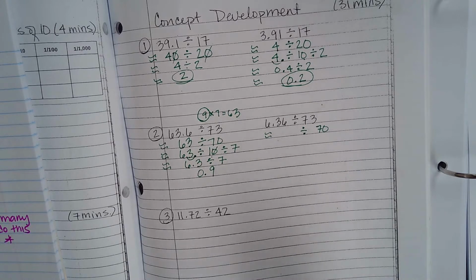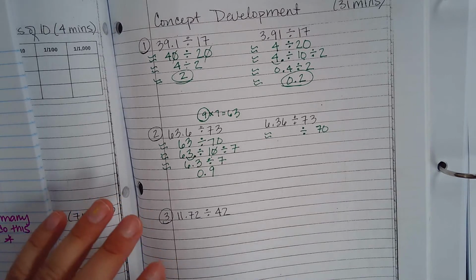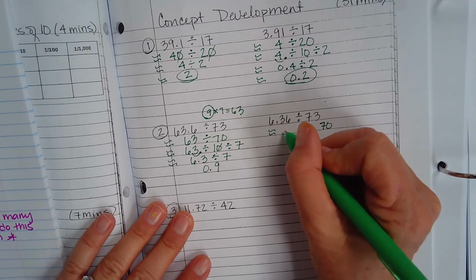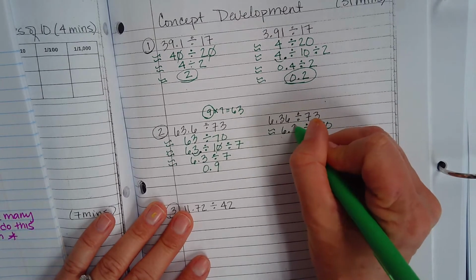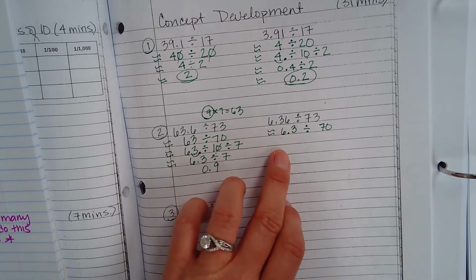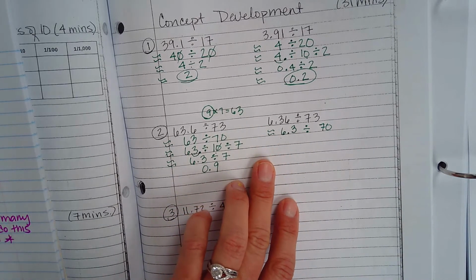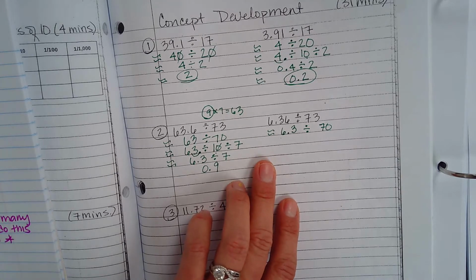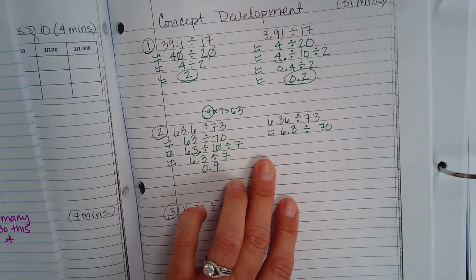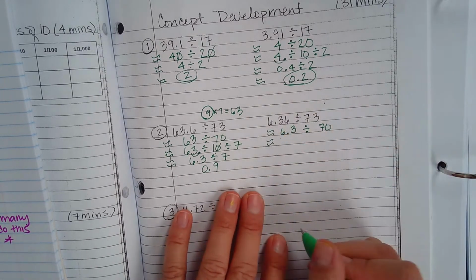Let me give you an example of how to round this. 6, but you know what? Let's keep the decimal this time. Let's keep 6.3 because we know that 7 times 9 equals 63. And we're going to be able to divide and not have remainders this way, okay? So let's just keep what we know.